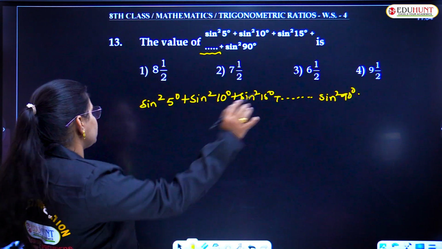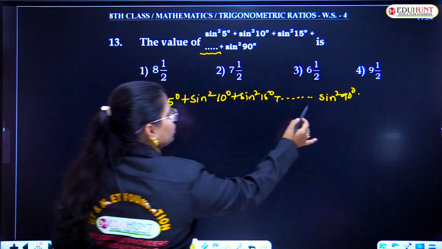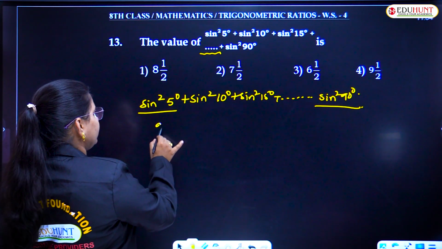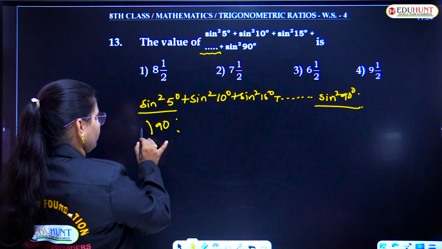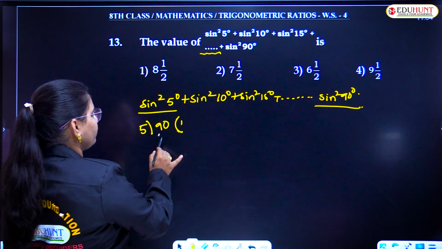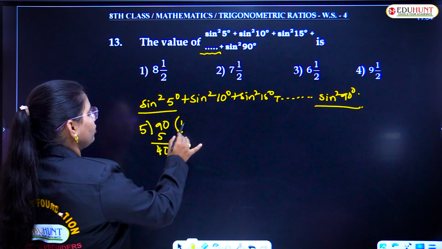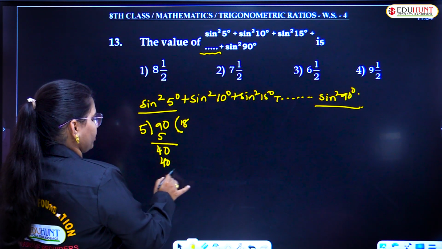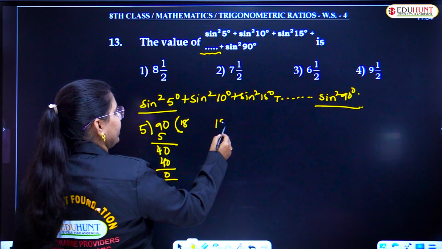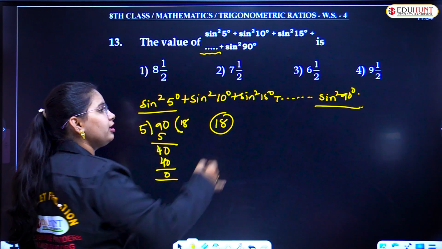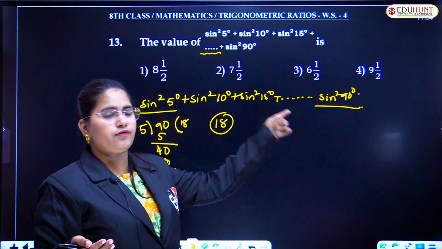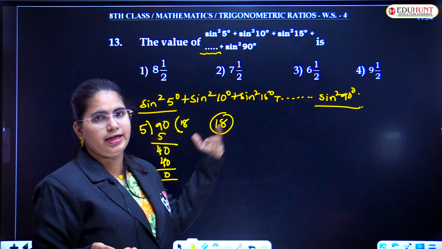Sine square 5 degree and sine square 90 degree. So just divide 90 by 5. 5 ones are 5, 5 eights are 40. So how many terms are formed? 18 numbers are there: 5, 10, 15, 20, 25, such type of numbers are 18.